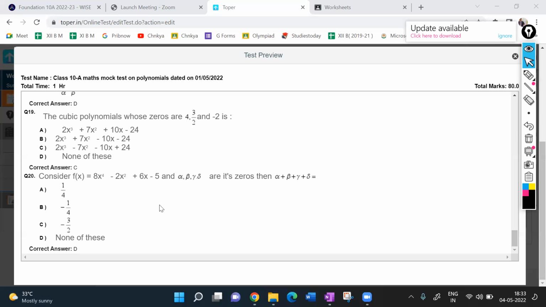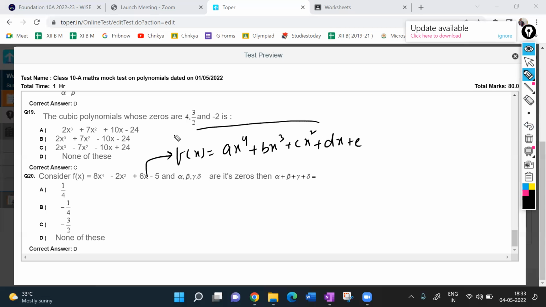But look at this here. You have to rewrite it. F of x. Sir, I guess it's minus b by a. For every polynomial, we have minus b by a. So f of x is ax to the power 4 plus bx cube plus cx square plus dx plus e. This is the standard form of the fourth degree polynomial, correct?